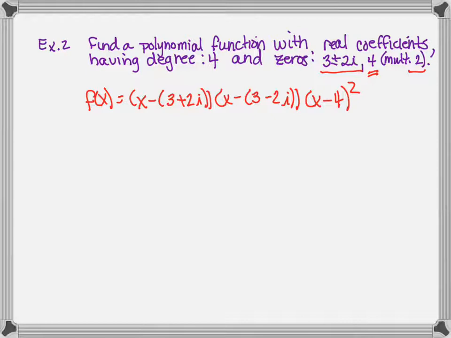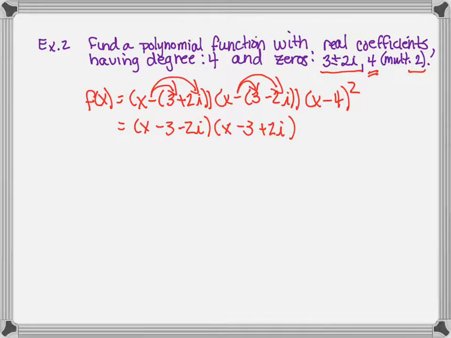So I'm going to start by distributing the negative in these first two factors. So I have (x minus 3 minus 2i), and then my second factor becomes (x minus 3 plus 2i), and I still have my (x minus 4) squared. I'm going to start by multiplying the first two factors together. I generally start by, if I've got complex zeros like I did here, multiplying the two factors with the i's in them, because if we do it correctly, our i should go away.